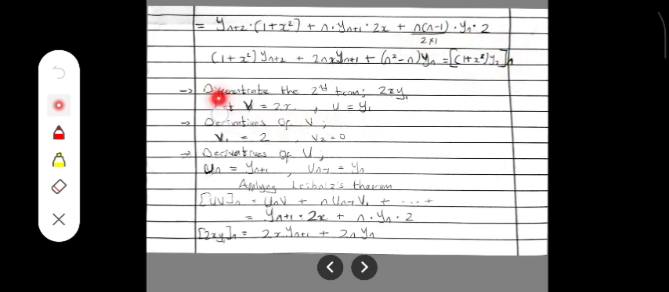Now we'll continue by differentiating the second term, which is 2x multiplied by y subscript 1.